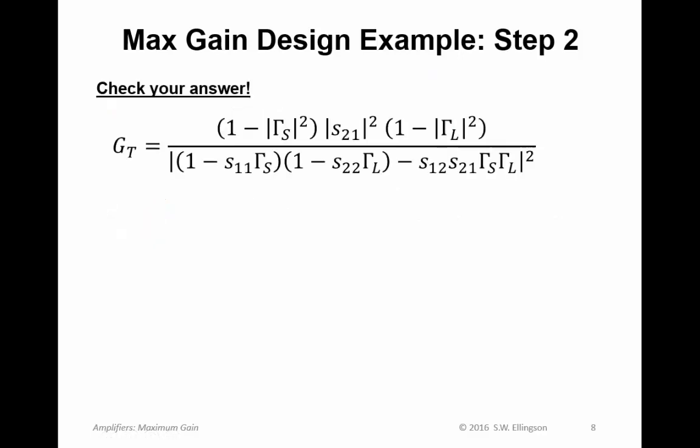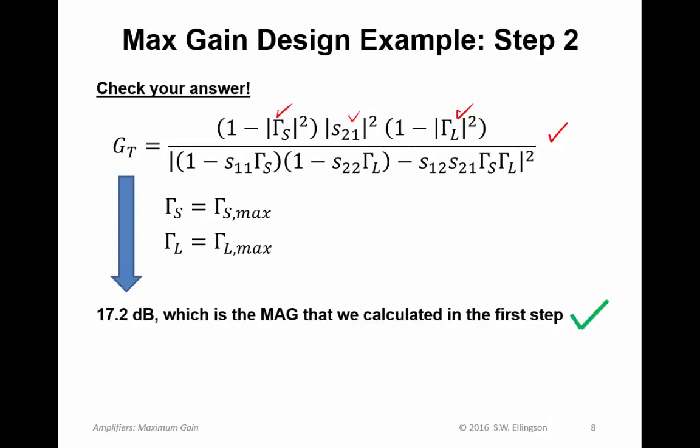Now we check the answer. The way we can do that is to invoke the general expression for transducer power gain, for TPG. This is in terms of gamma sub S, gamma sub L, and various S parameters. We know what the S parameters are. We just calculated gamma sub S and gamma sub L. If we make the substitution and then compute the transducer power gain using this formula, we find that we get 17.2 dB, which is in fact the maximum available gain that we just calculated. So far, so good.